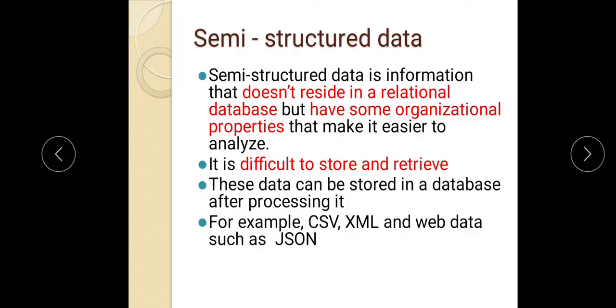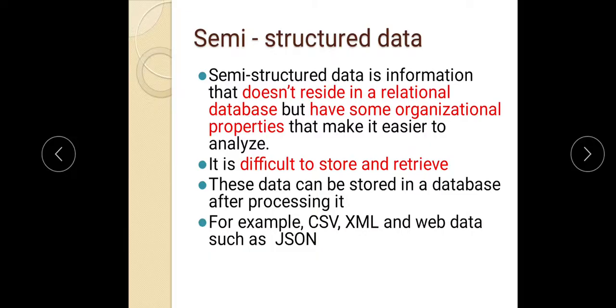Rather it is stored in some other manner, but that storage mechanism does not have any systematic property, and it is difficult to store and retrieve also. So that is the semi-structured. This data can be stored in the database only after processing it. Clear? Examples of such semi-structured data are CSV, comma separated value, XML, extended markup language, and web data such as JSON. JSON is nothing but JavaScript object notation.